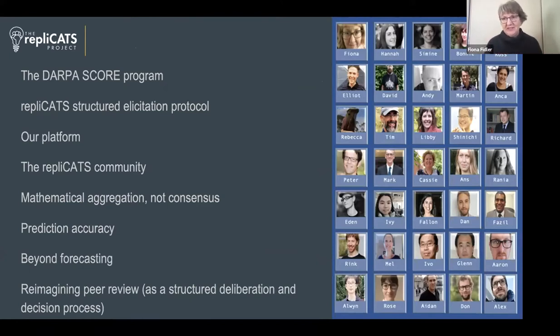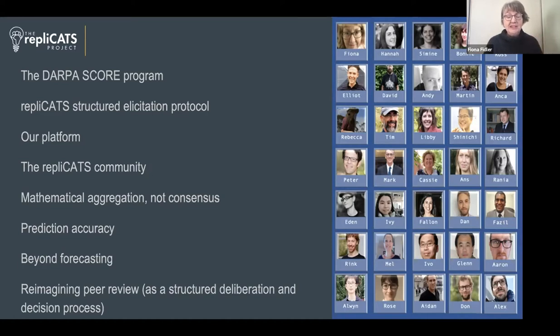And in fact, all of the talks that follow me in this session will also be referring to the DARPA SCORE program. So I'll talk a little bit about what that is. I'll talk through our structured elicitation protocol in Replicats, our platform, our community, the mathematical aggregation that we're using. So one feature of Replicats is that whilst it is a structured deliberation process, not unlike a Delphi process, we rely not on behavioral consensus, but instead mathematical aggregation of individual judgments. We'll talk a little bit about prediction accuracy in our pilot and preliminary results.